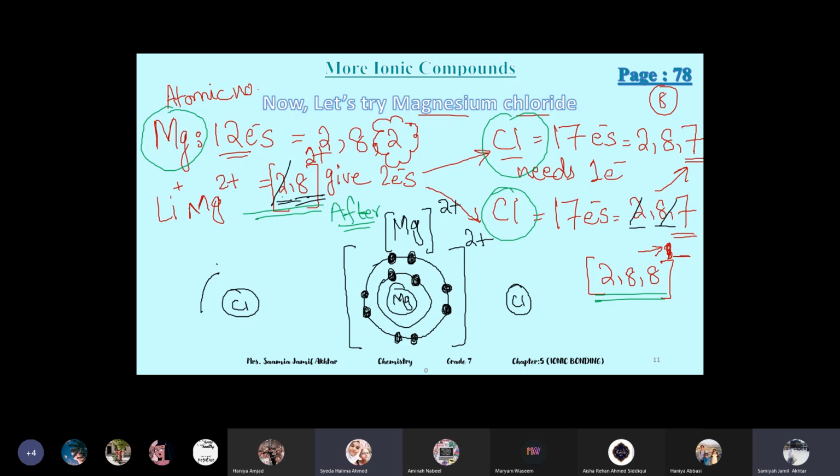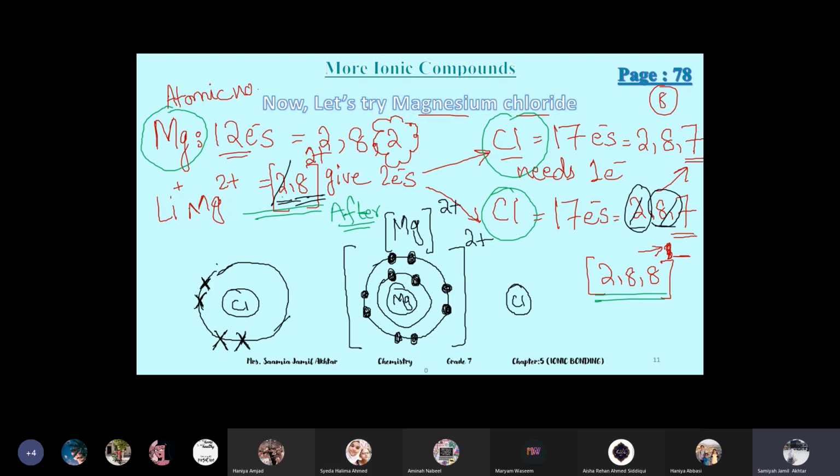Okay, for chlorine, each of the chlorine, first shell, second shell, I'm not drawing because they are complete already. I'm just drawing the last shell. So the last shell of chlorine, it already had 7 electrons. So I'm indicating the last shell electrons of chlorine with cross. 1, 2, 3, 4.